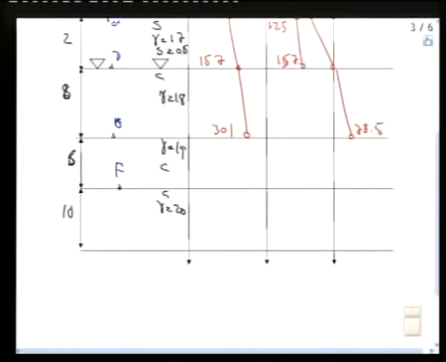301 minus 78.5. We continue. 6 by 19. 6 by 19. We continue. 10 by 20. 200? 615. Okay. 6 by 9.81 plus 78.5.